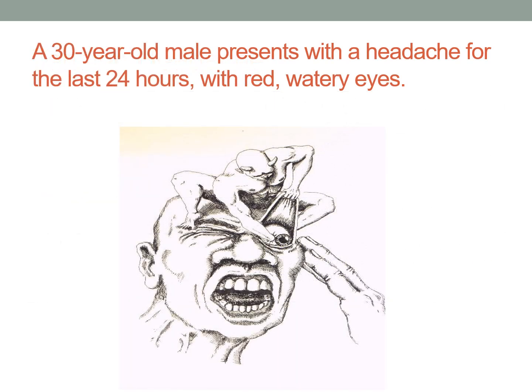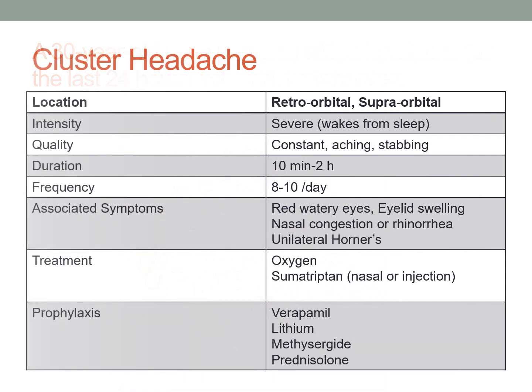A 30-year-old male presents with a headache for the last 24 hours with red, watery eyes. Cluster headache is retroorbital, supraorbital pain, severe in intensity, wakes the person from sleep. It is a constant stabbing type of pain. It can last from 10 minutes to 2 hours. It is quite frequent, as many as 8 to 10 episodes per day.